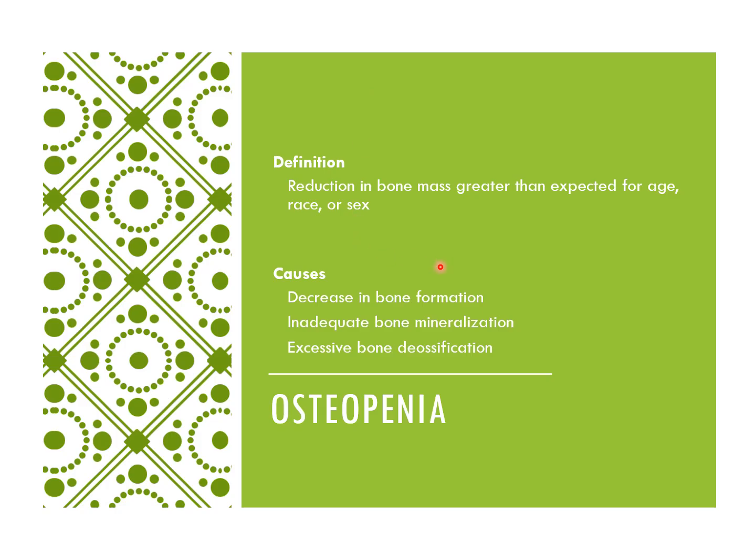So the definition of osteopenia is a reduction in bone mass greater than expected for someone's age, race, or sex. It causes decrease in bone formation. It can be caused by inadequate bone mineralization, or it can be caused by excessive bone deossification or bone breakdown.